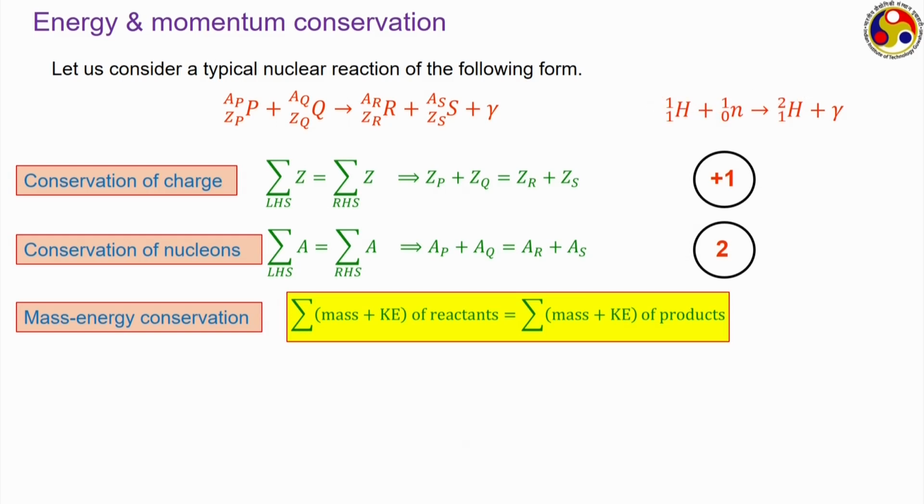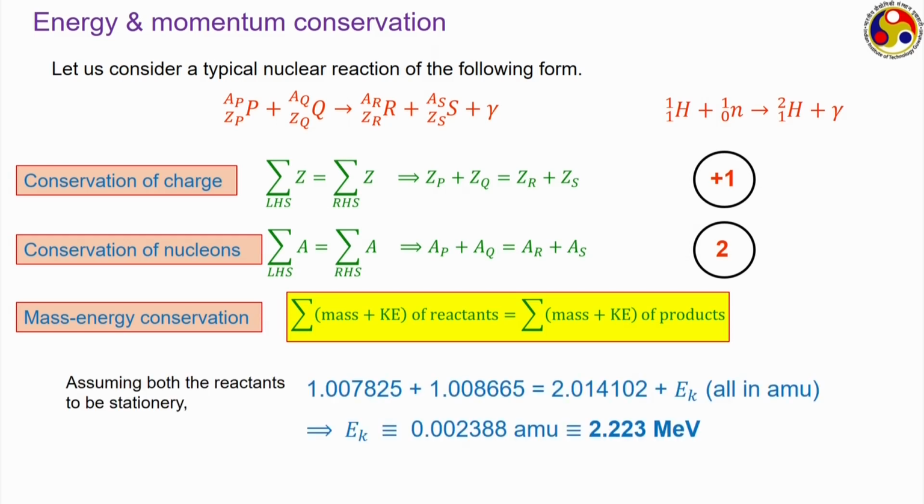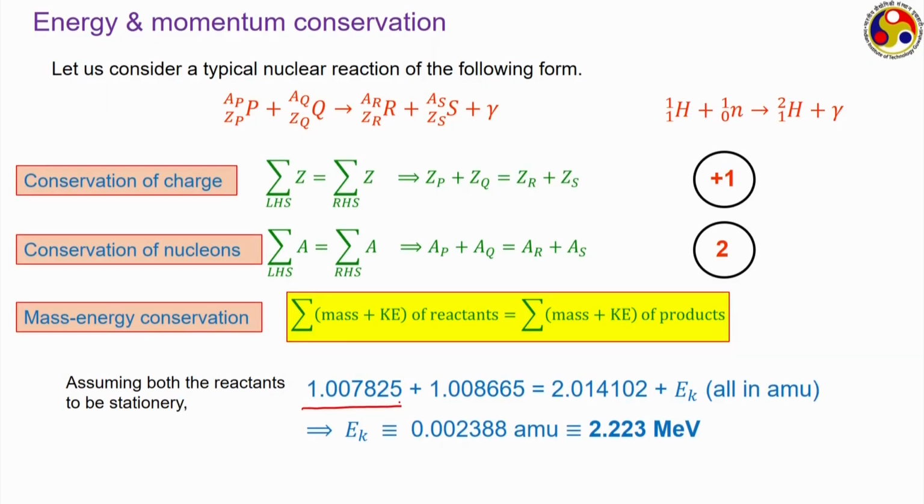Now, come to the mass energy conservation. I am directly writing the values of mass in AMU here, but the mass values you need to take from some kind of table or data book. So, the mass of this hydrogen is 1.007825. Mass of neutron is 1.008665, these are standard, and actually I would suggest you try to remember the mass values of proton and neutron, because that will be repeatedly used in different parts of this course.